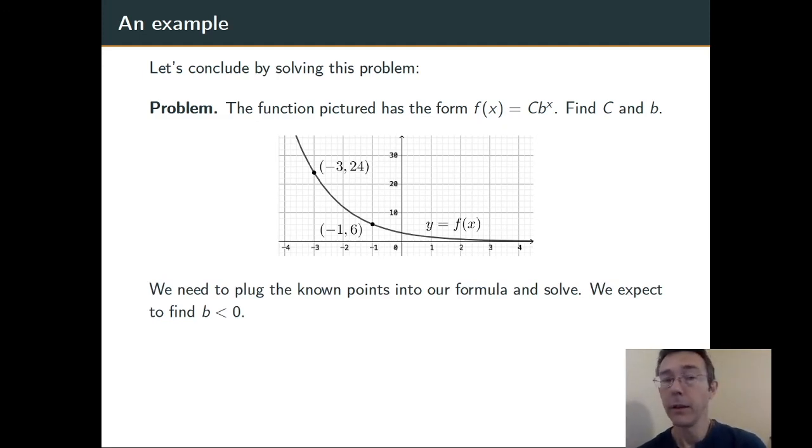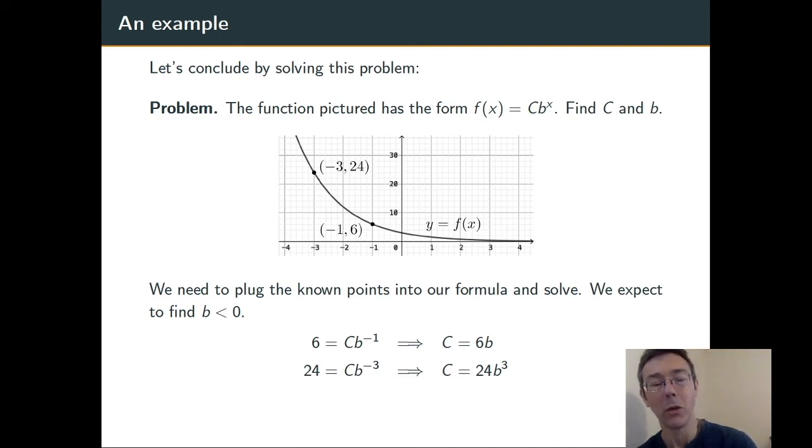So we're going to plug in the 2 points that we have and get 2 equations, and then solve them together to get c and b. First, I plug in -1, 6. I get 6 equals c times b to the -1, or c equals 6b. Then I plug in -3, 24. I get 24 equals c times b to the -3rd, or c equals 24b to the 3rd.